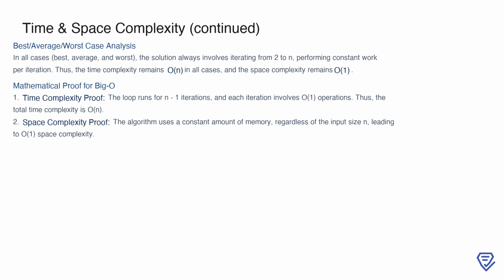For space complexity, only a constant amount of memory is used throughout the algorithm, regardless of the size of n, which confirms the O(1) space complexity. This consistency ensures the solution is efficient and scalable for any input size.